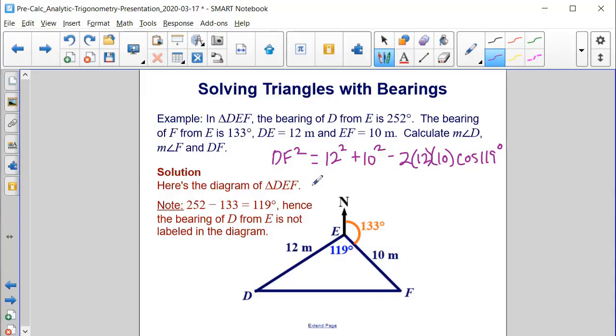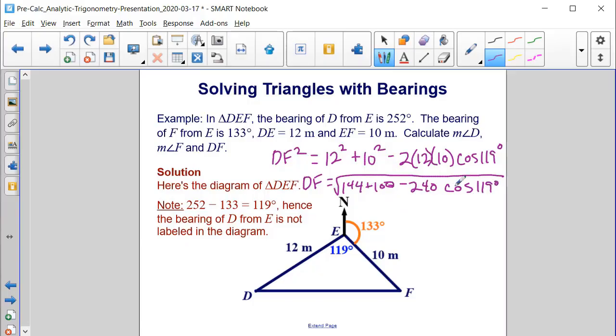So let's rewrite it with the square root. So DF is equal to the square root of 12 squared, which is 144, plus 10 squared, which is 100, minus 2 times 12 times 10, which is 240, times the cosine of 119 degrees.